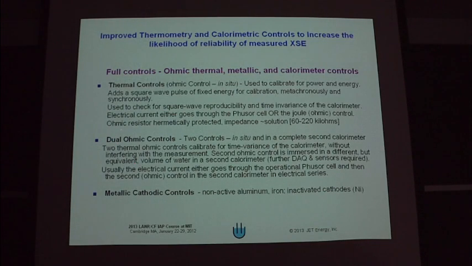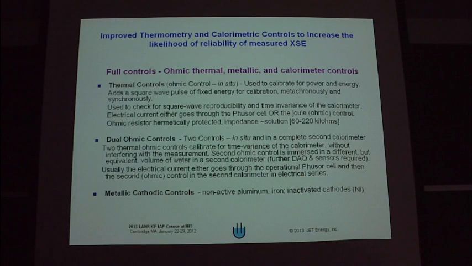And finally, in addition to the thermal controls, which I really recommend you use if you go into this, here's two more that we use. A dual ohmic control is where we build two complete calorimeters. Because a calorimeter might be affected by changes within the room, but if you have two identical ones next to each other, one with the ohmic control, another one with the cold fusion device, we'll put an additional ohmic control within the cold fusion device, but we've now normalized for the calorimetry as well. And finally, we do metallic cathodic controls, where we do inactive materials that don't load, like iron and aluminum, and those never give excess energy.